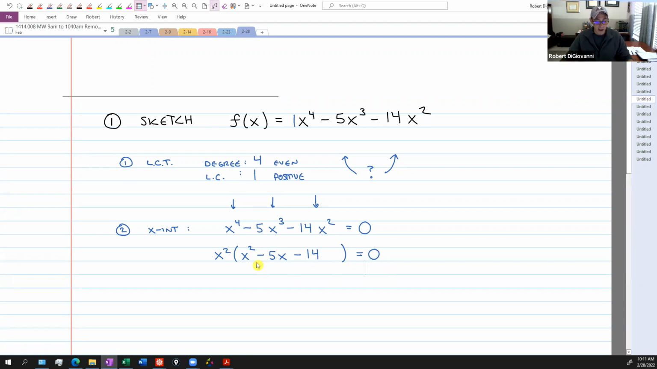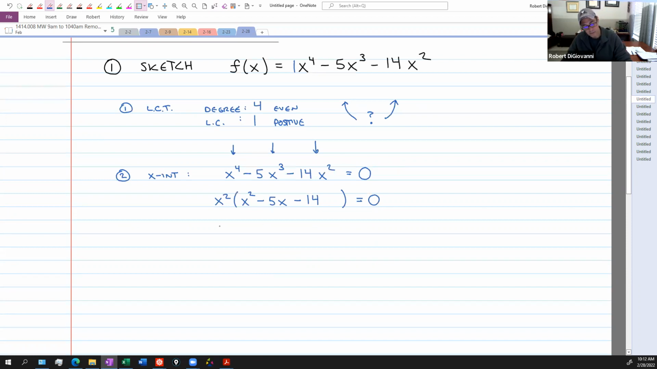Now, once I do that, do you all notice that what's in parentheses is quadratic? And we might be able to factor that. We can actually. X minus 7, x plus 2 is what that factors to be.